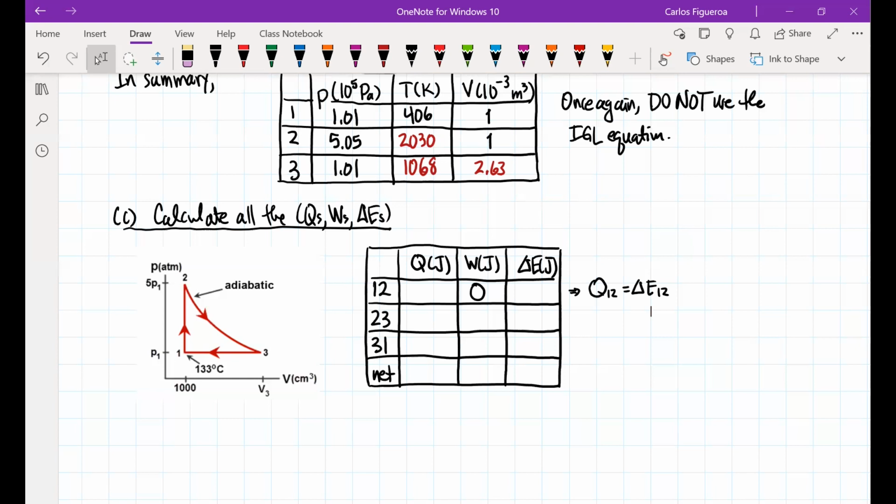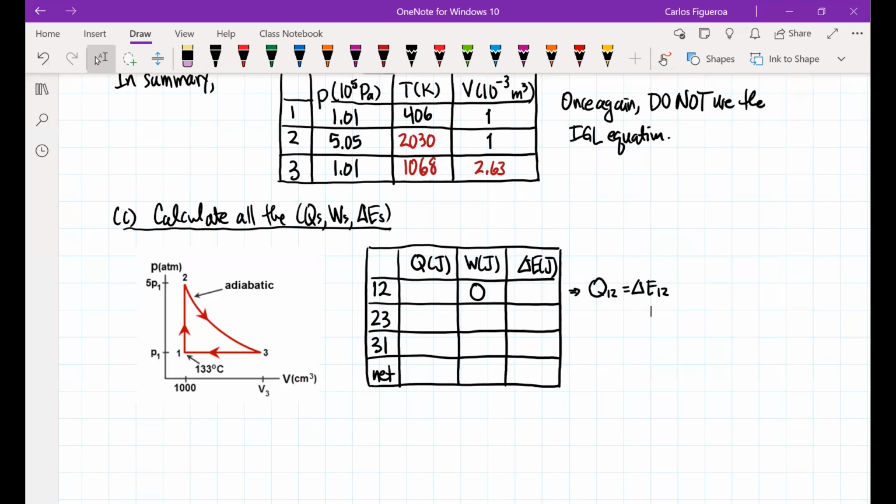356 joules, which is now my internal energy between 2 and 3 and my work between 2 and 3. Note, no integrals here. So now if I look at this, I have almost all my values. Now I just need the values for cycle 3-1. So now here I go. The next one I need to do is the isobaric, right?